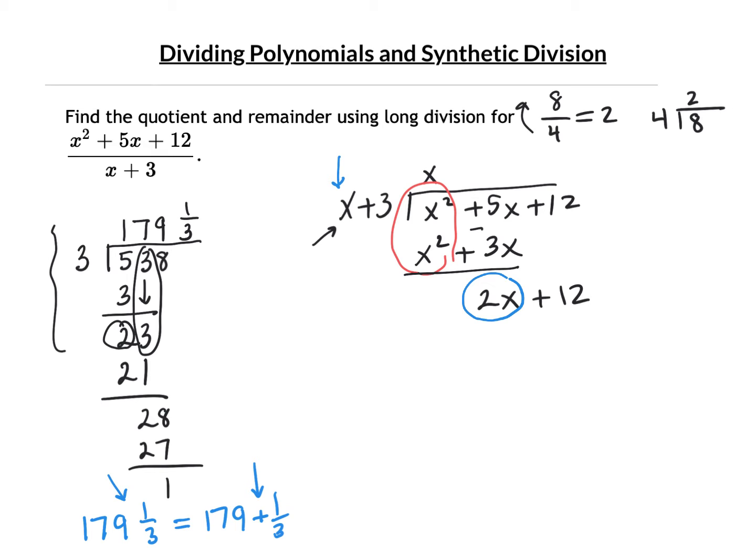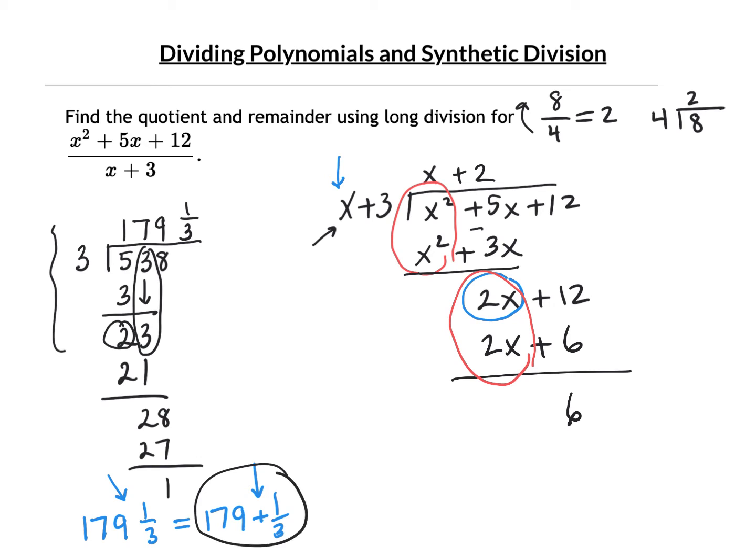Well, x times 2 is 2x. That's a positive 2. Then I distribute. 2 times x plus 3 is 2x plus 6. And just like I mentioned a second ago, these two must create 0 or you did something wrong. Just like with long division, we'll subtract. 2x minus 2x is 0. 12 minus 6 is 6.